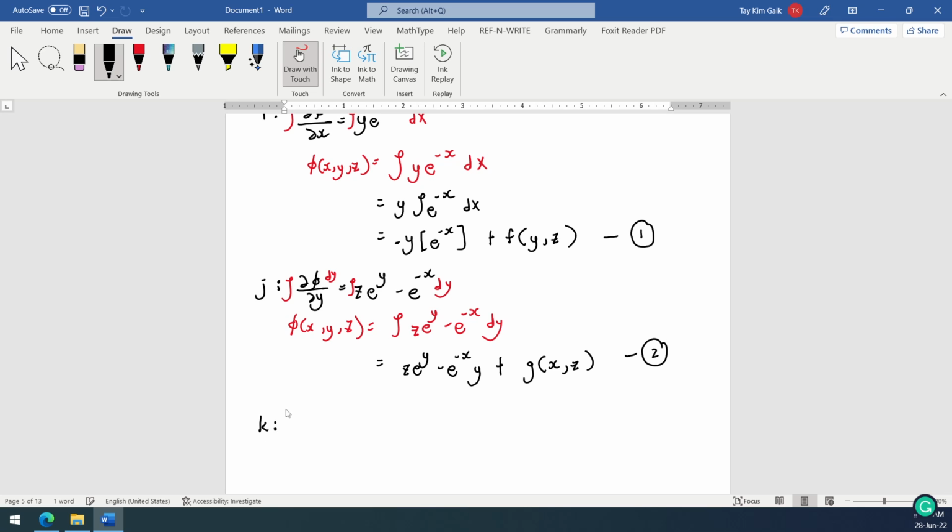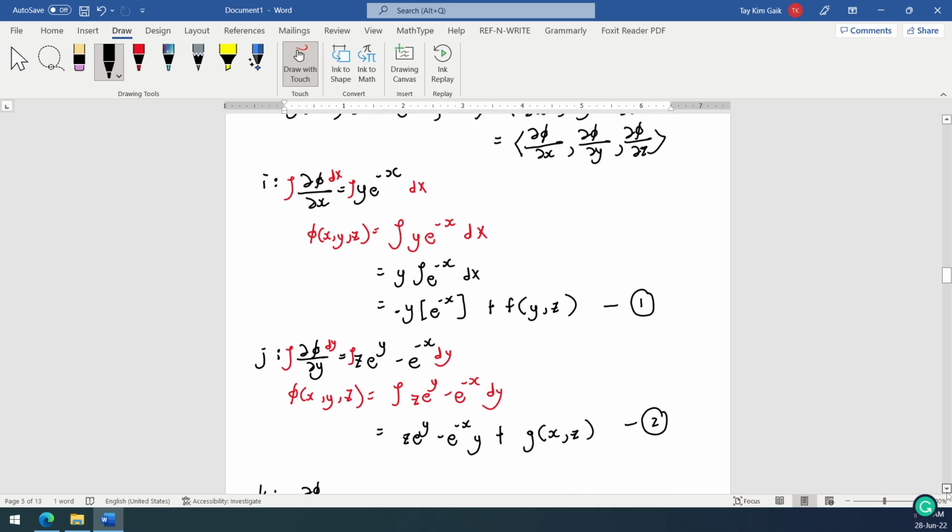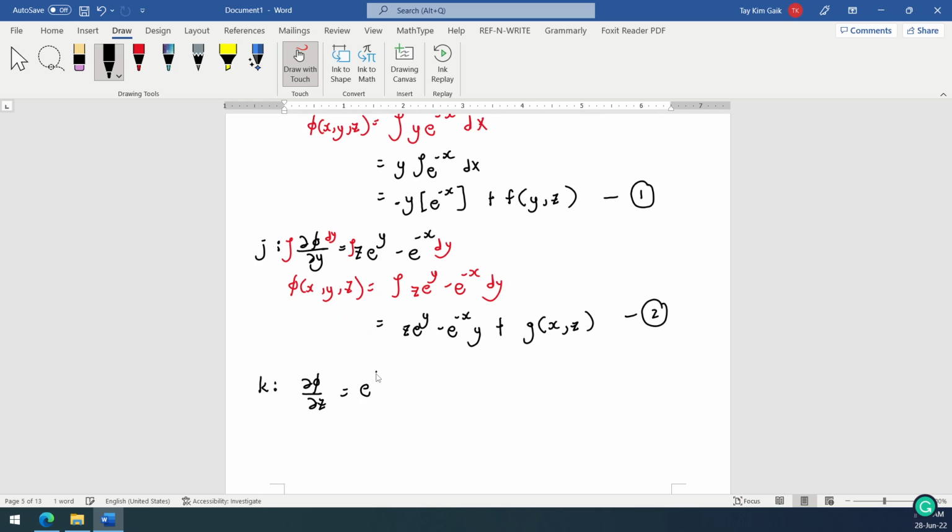And then from component k, you compare component k, del phi del z equals exponent y. Then to get phi, you integrate dz to eliminate this. So when you integrate del del z dz, we get back phi x, y, z, which is actually integrate exponent y dz. When you integrate with respect to z, x and y are constant. That's why this one you get a constant times z. So the constant is actually in terms of x and y.